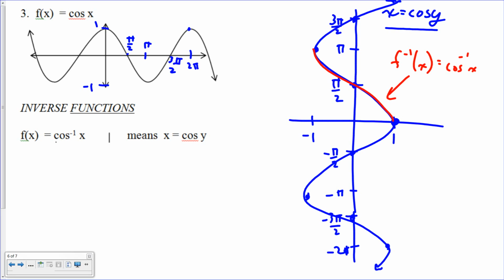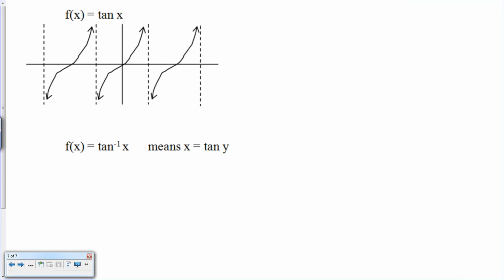Let's take a look at the tangent. Putting in some points here.